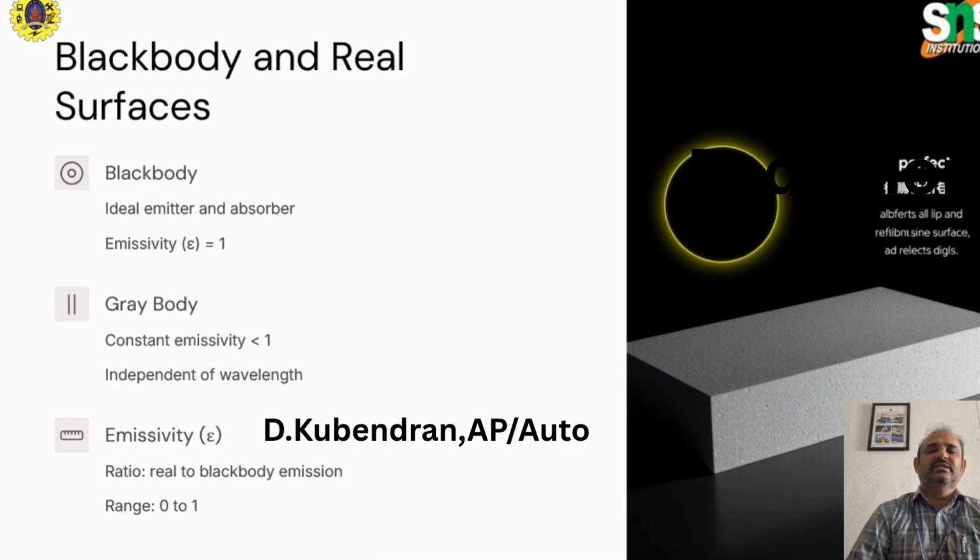Absorptivity is the fraction of incident radiation absorbed by a surface. Reflectivity is the fraction of incident radiation reflected. Transmissivity is the fraction of incident radiation transmitted. This is called the transmissivity.